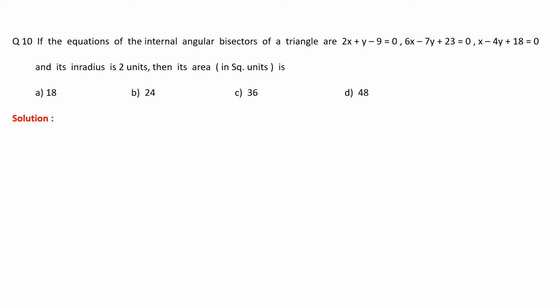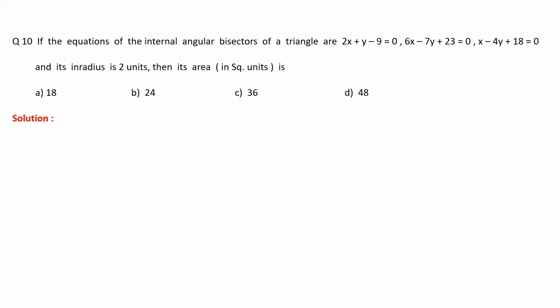Now students, this is another wonderful problem that I'm going to take up, and this is going to be the last question of this video. The question says, if the equations of the internal angular bisectors of a triangle are 2x plus y minus 9 equal to 0, 6x minus 7y plus 23 equal to 0, and x minus 4y plus 18 equal to 0, and its inradius is given to be 2 units, then find its area.